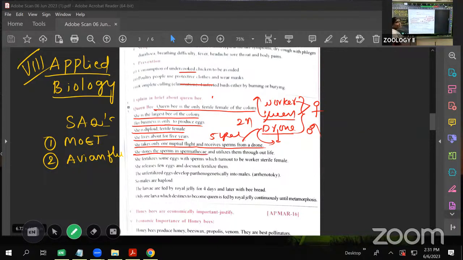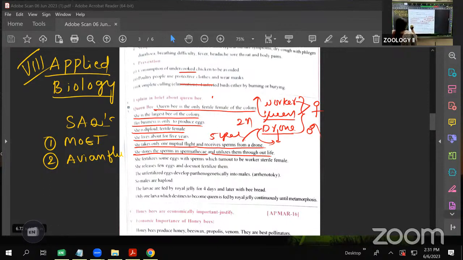Inside, the spermatheca is present, a bag-like structure. The spermatheca is helpful for storing the sperms and utilizing them throughout her life. Only during the one nuptial flight, while rotating, does she collect the sperms and store them inside the spermatheca, inside the bag.